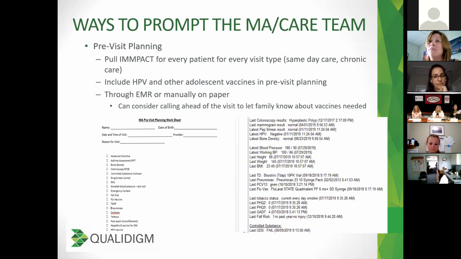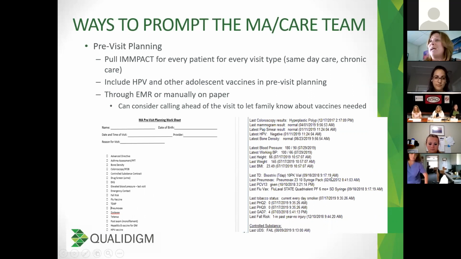And you'll see on this screen here to the right, this is an example of pre-visit planning that is done through the EMR. So there's a macro or a quick text you can use that identifies all of the care that that patient may need, and then the date that it might have been done in the past. So it's a quick reference for you to figure out if the person might be due.